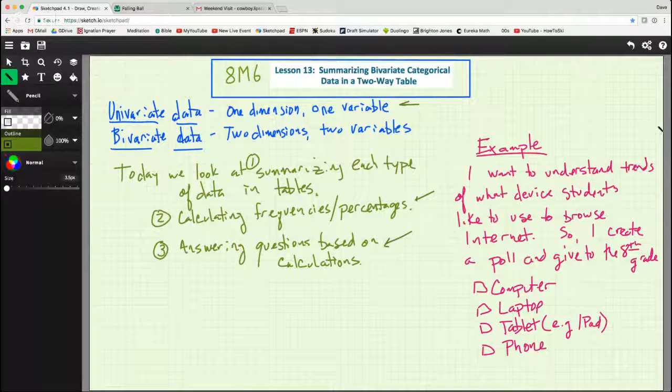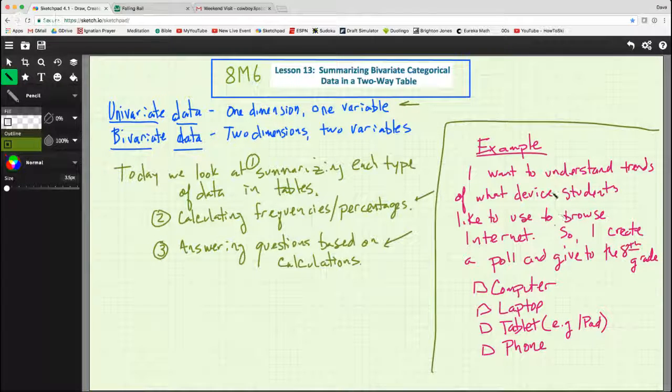Okay, so let's move on to our example. Over here in our example, we want to understand trends of what device students like to use to browse the internet. I created this poll and asked all my 8th graders, and there were 75 of them, 75 total.